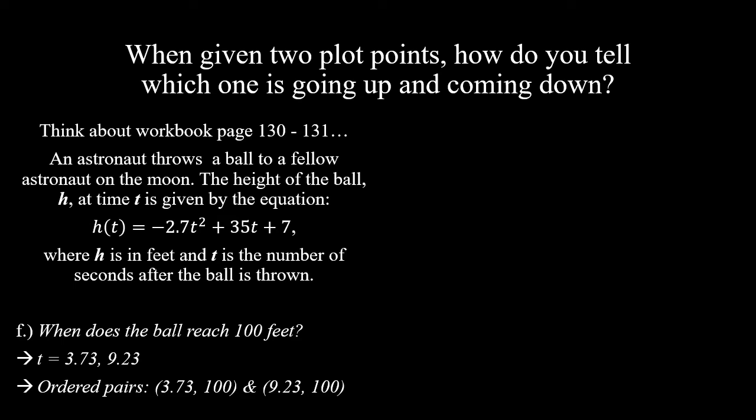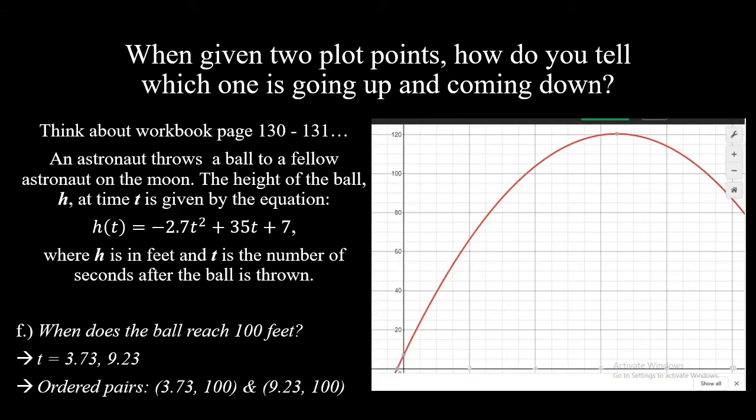I want you to think about this as ordered pairs. If the time is 3.73 seconds and the ball's at 100 feet, that ordered pair would be 3.73, 100. And if the time is 9.23 seconds when the ball is at 100 feet, that ordered pair is 9.23, 100. So let's look at that on a graph. I have those two points right there: here's the first point, 3.73, 100, and here's the second point, 9.23, 100. So how do I know which of these plot points represents the ball going up and which is going down?